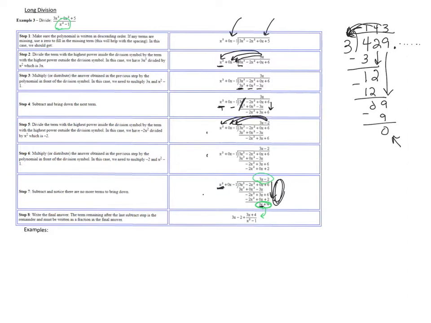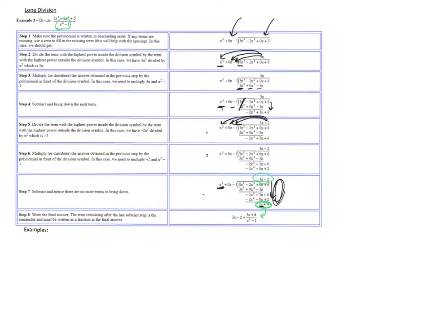Okay, so I'm actually going to come over here on the side because I think I'm going to probably write a little bit too big down here. So let's look at an example. Let's say that we have 3x cubed plus 4x plus 18, and I want to divide it by x squared minus 3x plus 2.